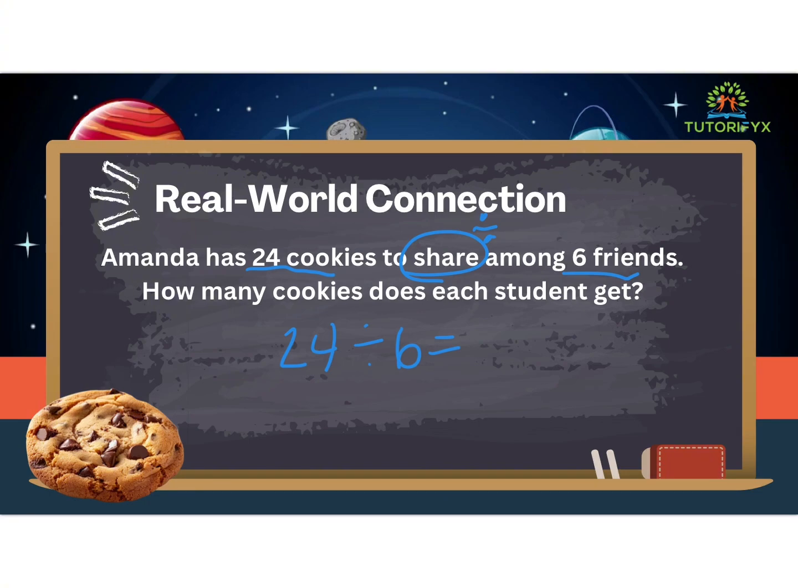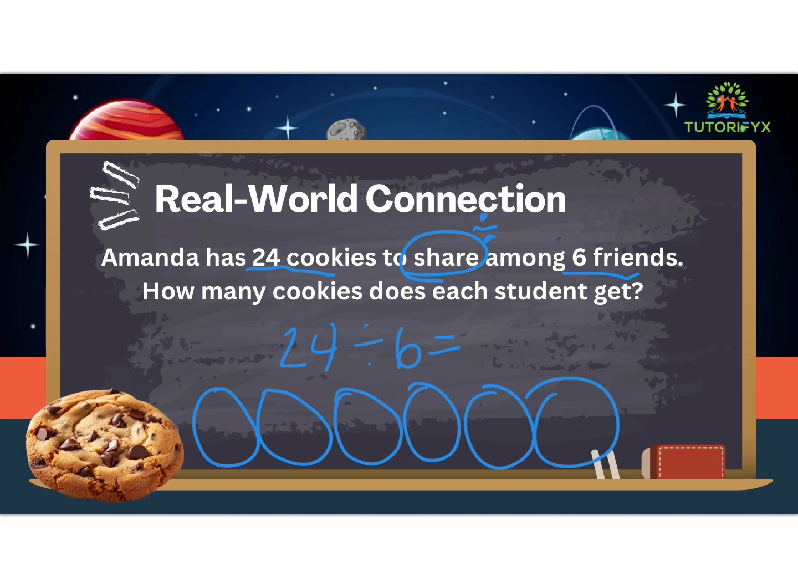So I know I need 6 groups. 1, 2, 3, 4, 5, 6. Now, how many get split among the 6 groups? 24. Good job. 1, 2, 3, 4, 5, 6, 7, 8, 9, 10, 11, 12, 13, 14, 15, 16, 17, 18, 19, 20, 21, 22, 23, 24. Boom! Push the brakes because I'm done.